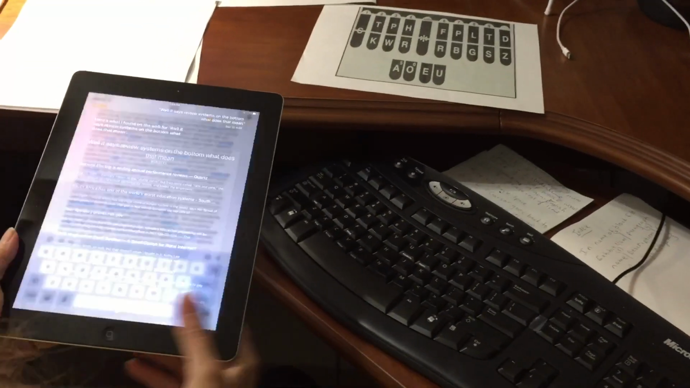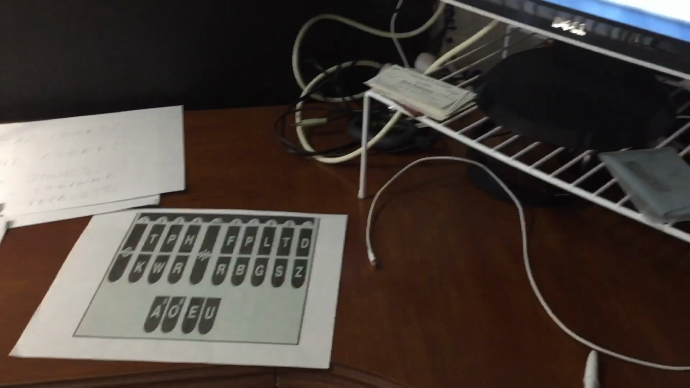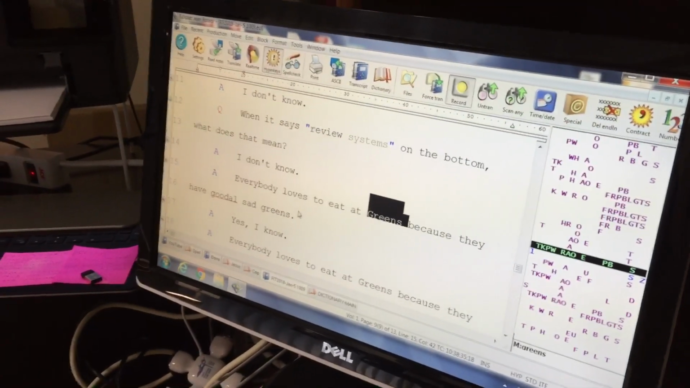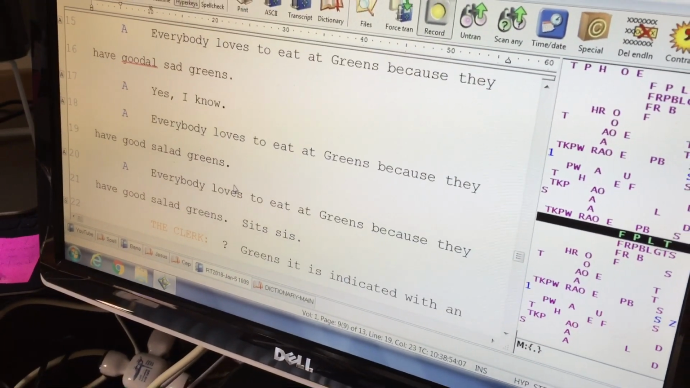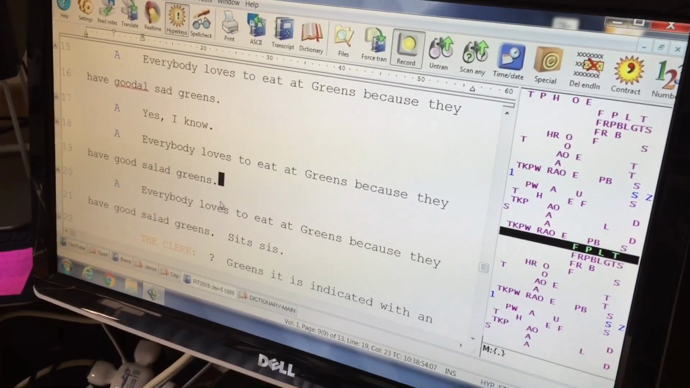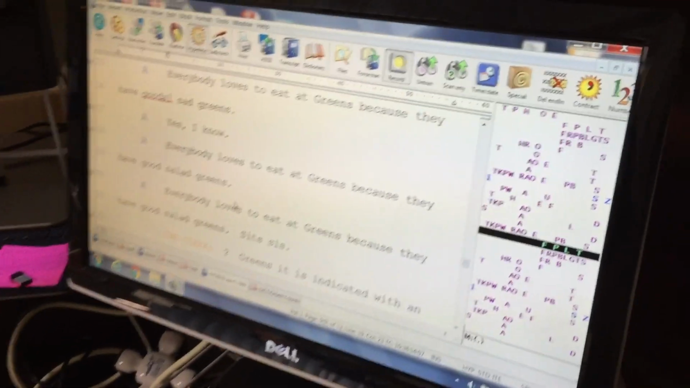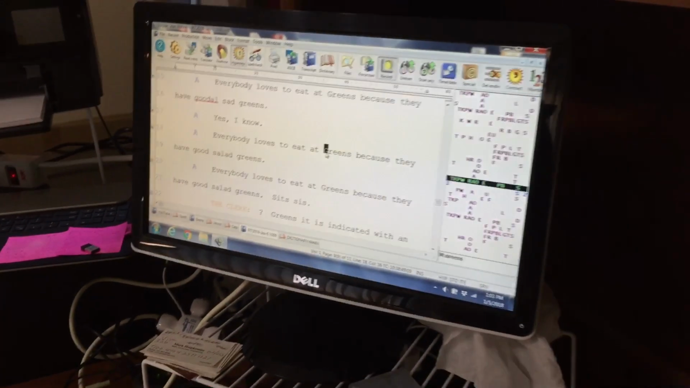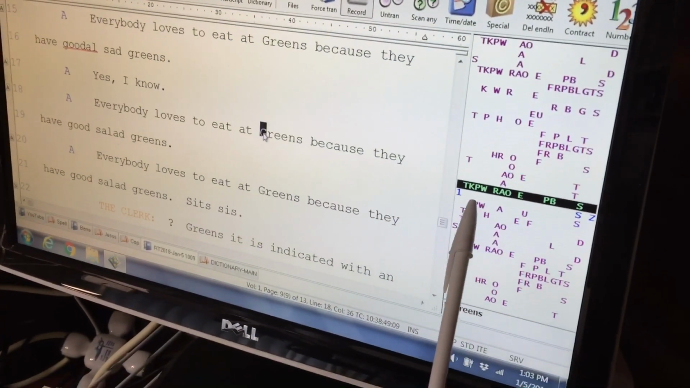And when a court reporter hears a sentence like, everybody loves to eat at Greens because they have good salad greens, you could tell by the context of the sentence that Greens should be capitalized. In voice recognition, it won't capitalize it. It doesn't know it's the name of a restaurant. But you see here, Greens is capitalized here and not here. And it's the same stroke.